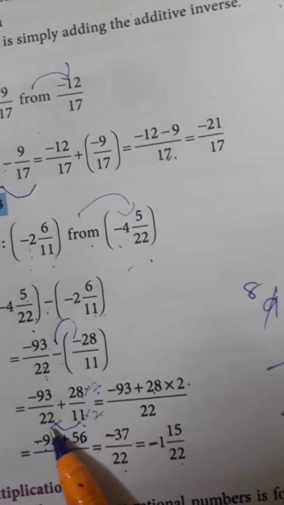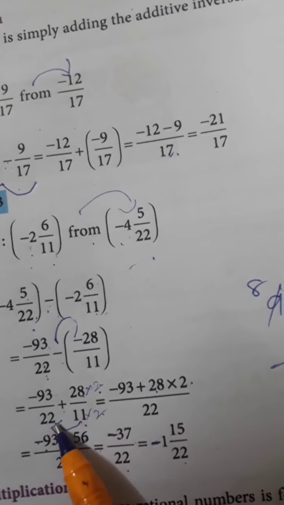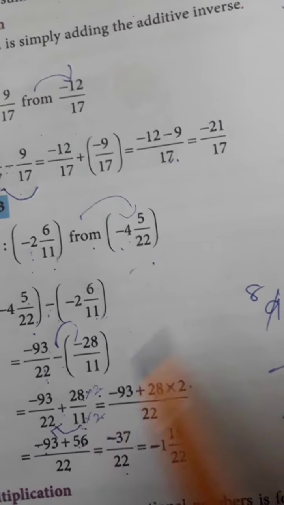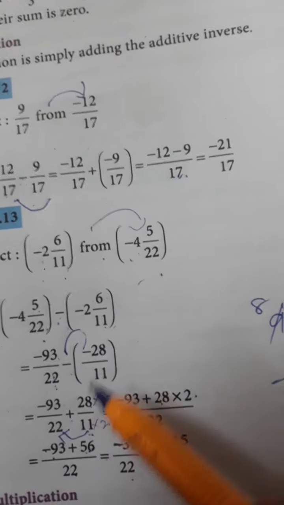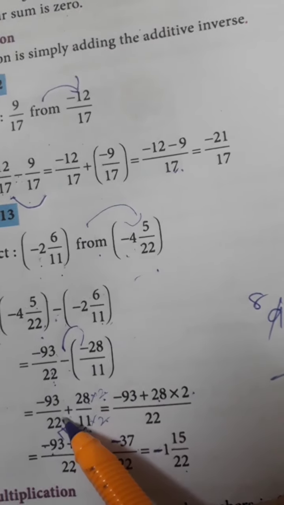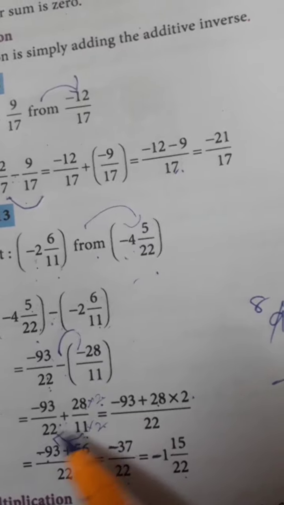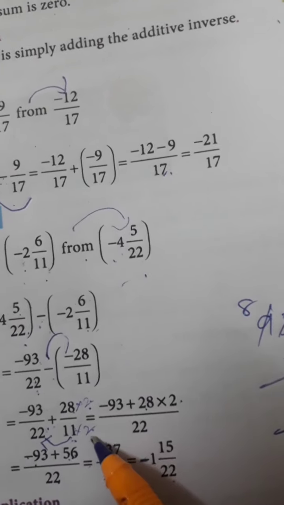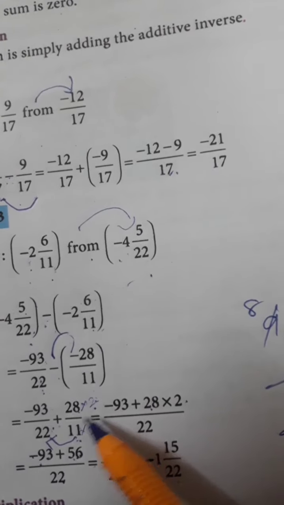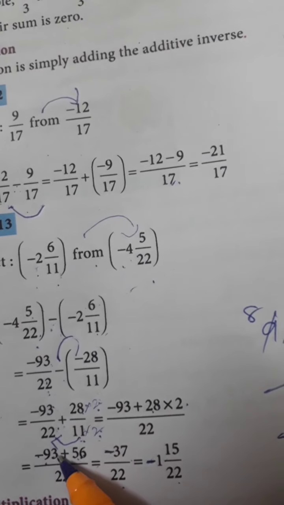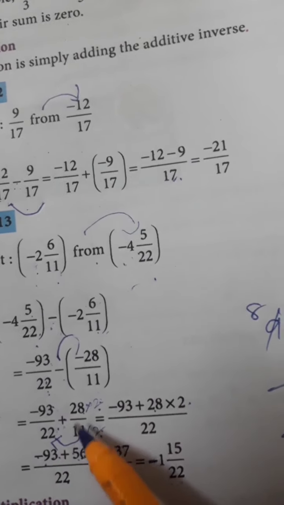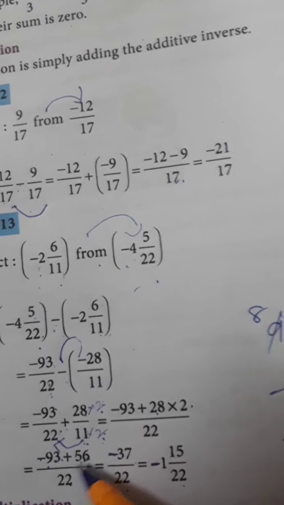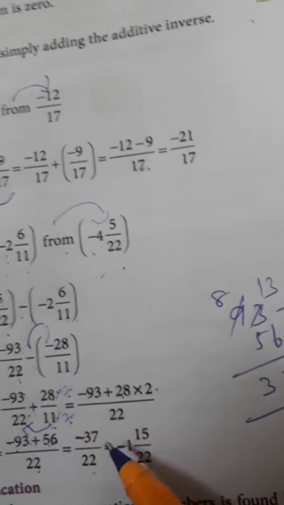Now take the LCM. Why is the symbol plus here? The two numbers are different, so take the LCM. LCM easy method: first check whether the 11 table comes to 22. Okay, 11 2s are 22, it is possible. So multiply the numerator and denominator by 2. Now minus 93 right. Next symbol is plus. 28 into 2 equal to 56 divided by 22.